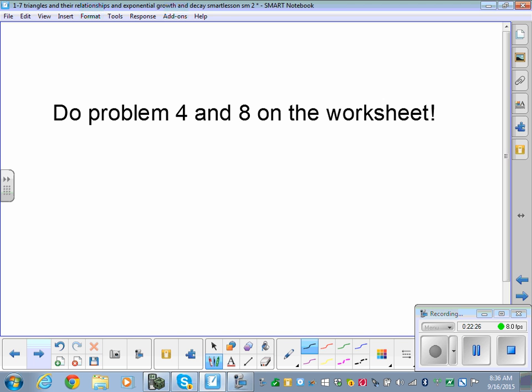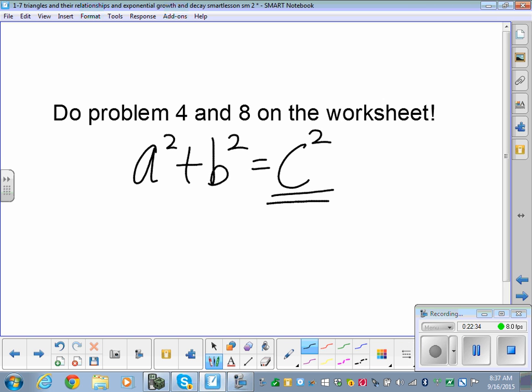Okay? The Pythagorean theorem is a squared plus b squared is equal to c squared. The only side that matters is the c. The c is the hypotenuse. It has to be across from the 90-degree angle. The a and b don't matter. So you'll have to check to see if this is true. We'll talk more about that at a later date.